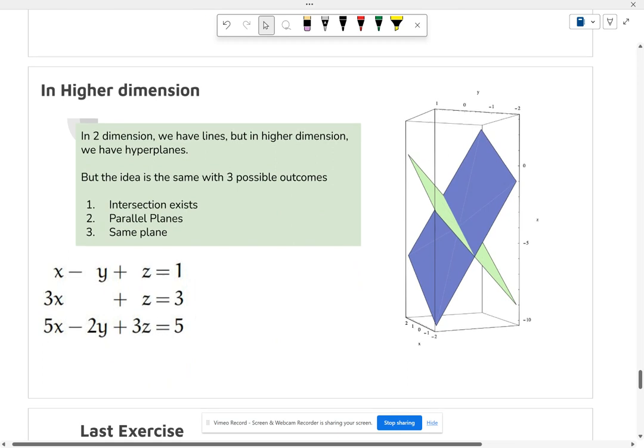In higher dimensions, if this is 3 dimensions, then what we're doing is looking for the intersection of planes. And when we go to even higher dimensions, it becomes hyperplanes, which is quite difficult to draw.